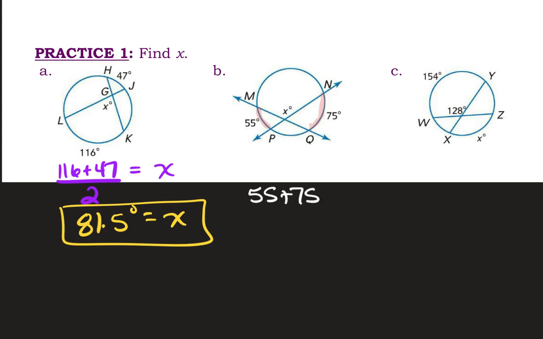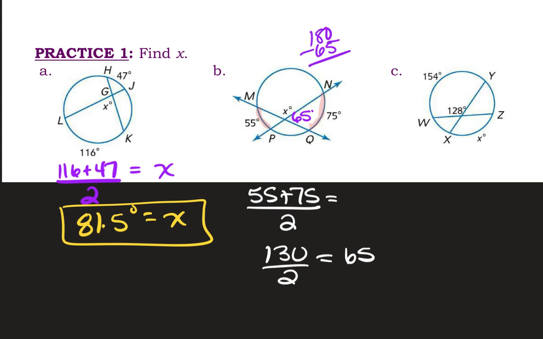130. He says this is 130. Good, divide by 2 for me now. 65. Good, you got 65, but is that going to be x? No, it's going to be one of these other two angles that align with it. And it doesn't matter which one you pick. So let's just say this one's 65. There you go. See, you can do it. 180 minus 65, what's our difference? 115. Good job.